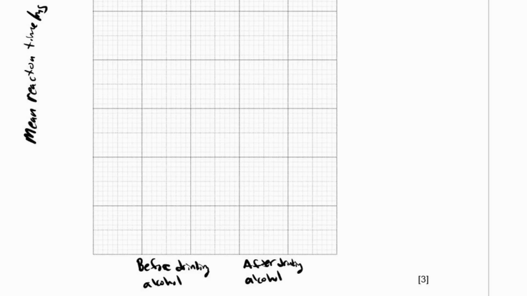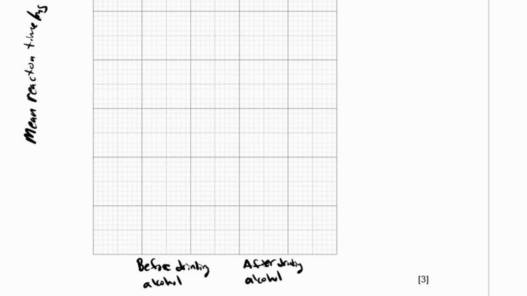Okay, so first of all, we're going to label the axes. Now on the x-axis, you don't have to label the whole axis, you just have to label underneath the bars. So 1 bar is before drinking alcohol, and 1 bar is after drinking alcohol. Okay, you want the label as close as you can to being under the bars as possible. And the y-axis is the mean reaction time in milliseconds.